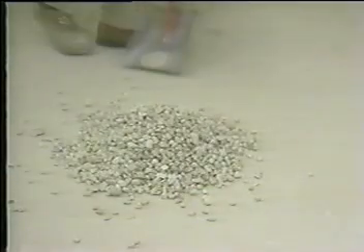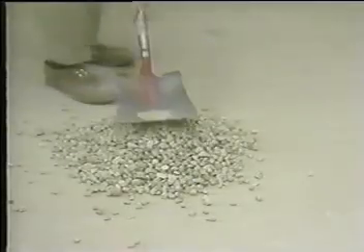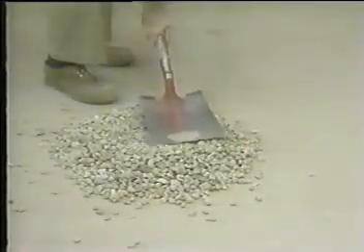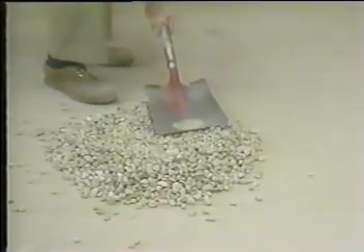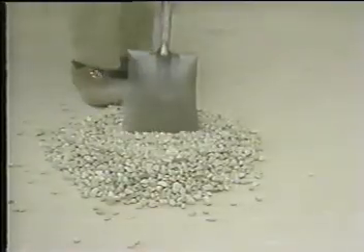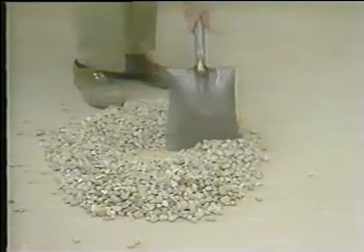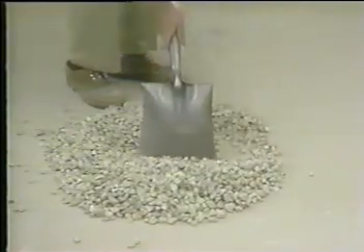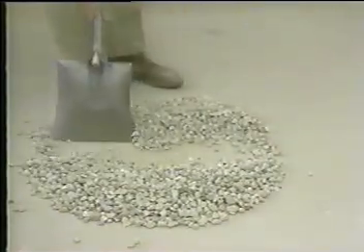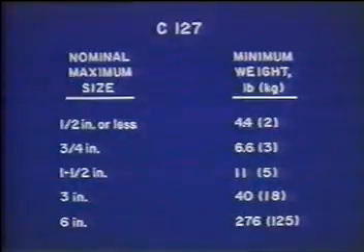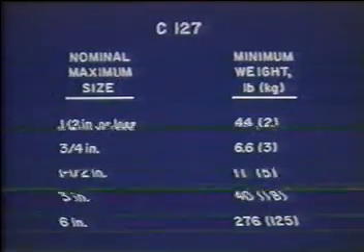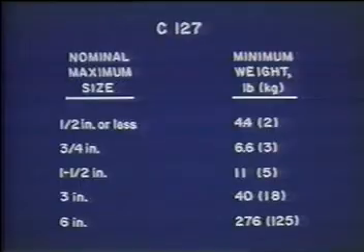Obtain a sample of aggregate in accordance with ASTM method D75, sampling aggregates. Thoroughly mix the aggregate sample and reduce it to the approximate quantity needed using the appropriate procedure described in ASTM method C702, reducing field samples of aggregate to testing size. The minimum weight of test sample to be used is given on this chart from the standard. As shown, the minimum weight of the aggregate increases as the nominal maximum size of aggregate increases.